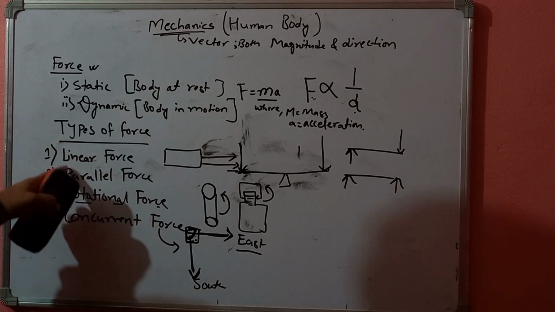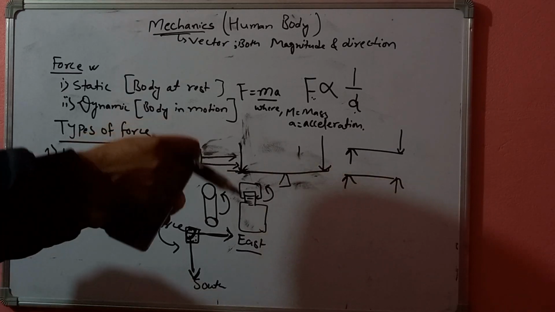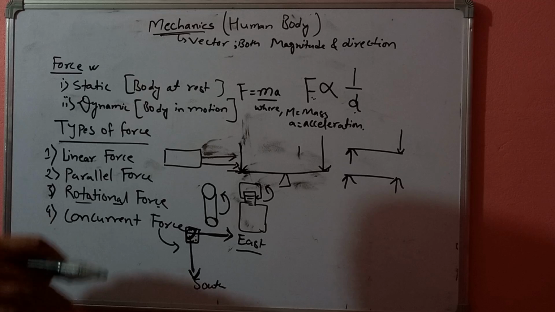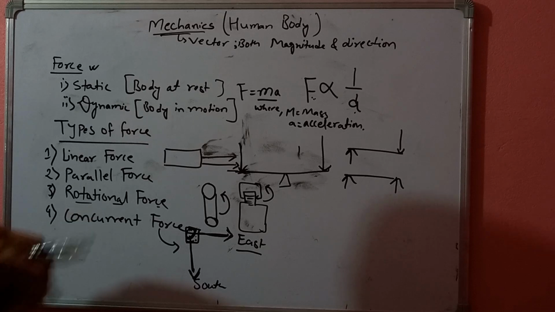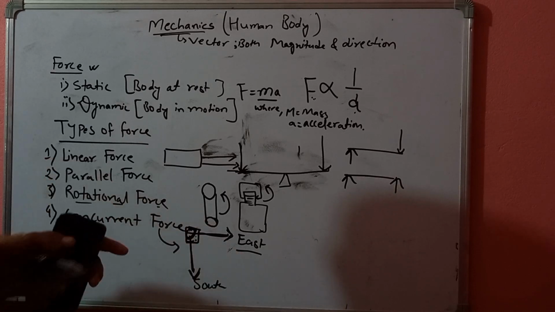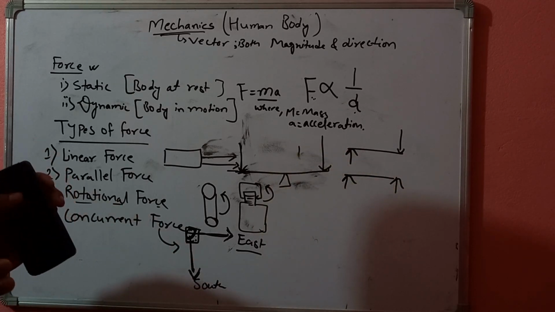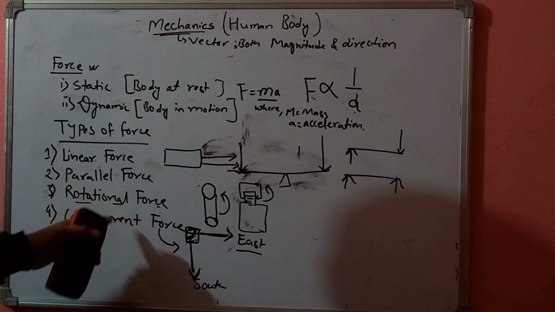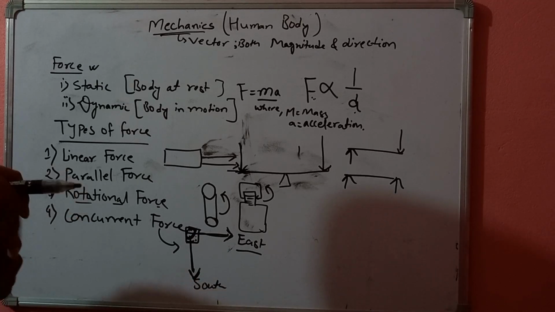In types of force, there is linear force, parallel force, rotational force, concurrent force, understood? Linear force is pulling in a linear line, in a straight line or any single line, not twisting, not rolling, not in any other direction, right? Linear means straight force acting in a straight line. Parallel force is two forces acting in the same direction, right? That is parallel force. Rotational force means force twisting or turning the position, like opening the lid of a bottle, understood?